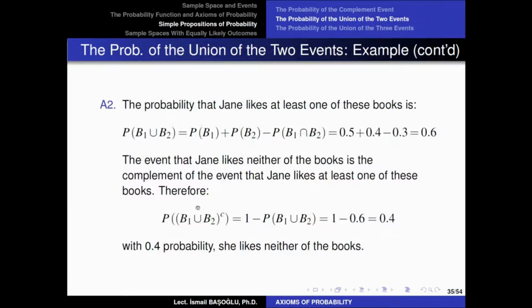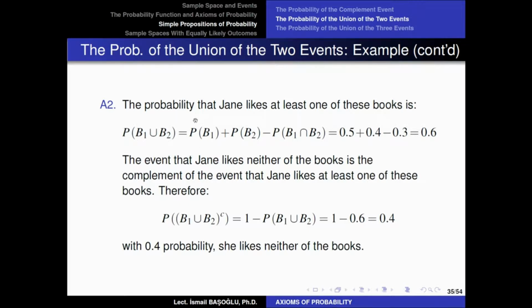According to the first proposition, the probability of the complement event is equal to 1 minus the probability of the original event. Right? So the probability of the complement of B1 union B2 is equal to 1 minus the probability of the union of these two events. Now, how am I supposed to calculate the probability of this union event? By using the second proposition, the probability of the union of two events.